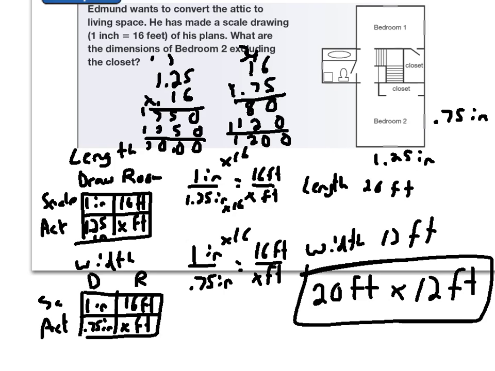Okay, excluding the closet and this little tiny walk-in area. So this open space out here is 20 feet by 12 feet.